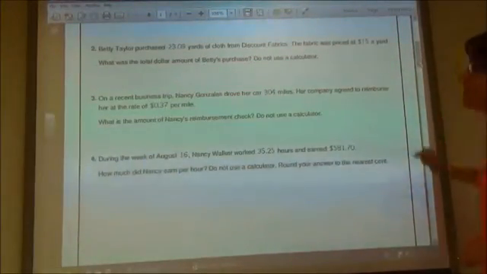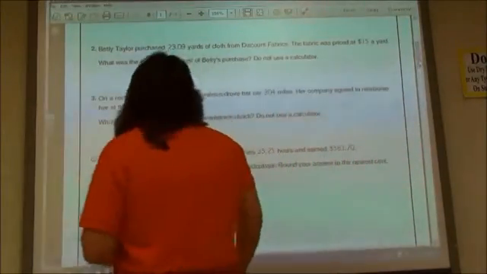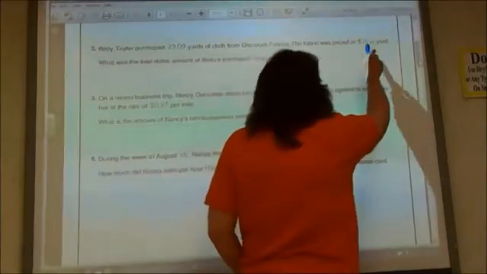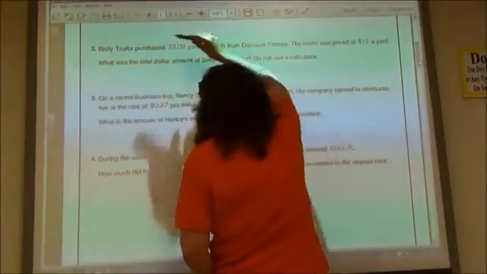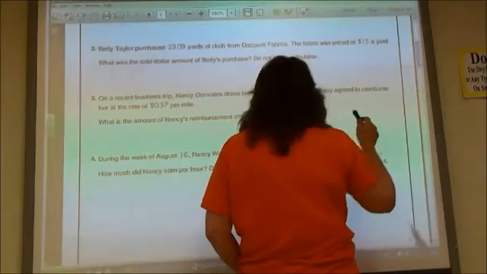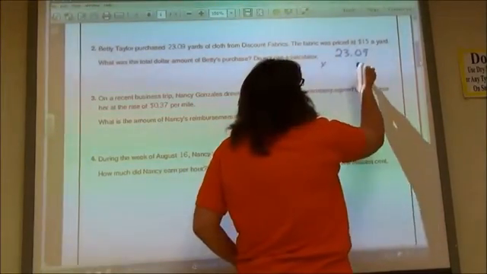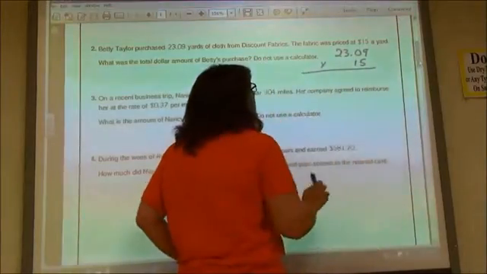Number 2, Betty Taylor purchased 23.09 yards of cloth from the Discount Fabrics. The fabric was priced at $15 a yard. What was the total dollar amount? So she paid $15 for each yard. She bought 23.09 yards. So 23.09 times our 15, and we multiply that out.